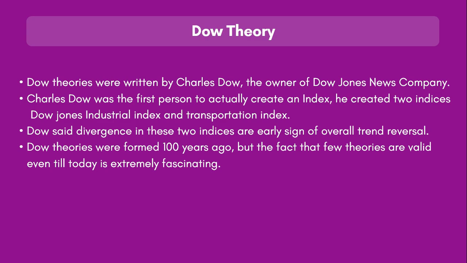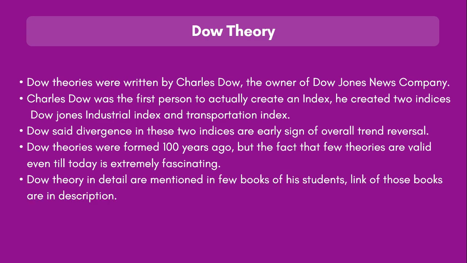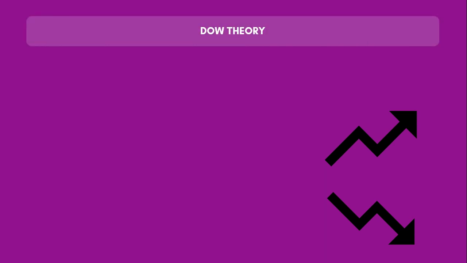Dow created his own theory, but before publishing it, he passed away, and his disciples or students published his theory in his book. I have mentioned the link of a few books by his disciples. You can read them in your free time. Let's try to understand what Dow theory was. We'll understand a few of the Dow theories which are valid even today.